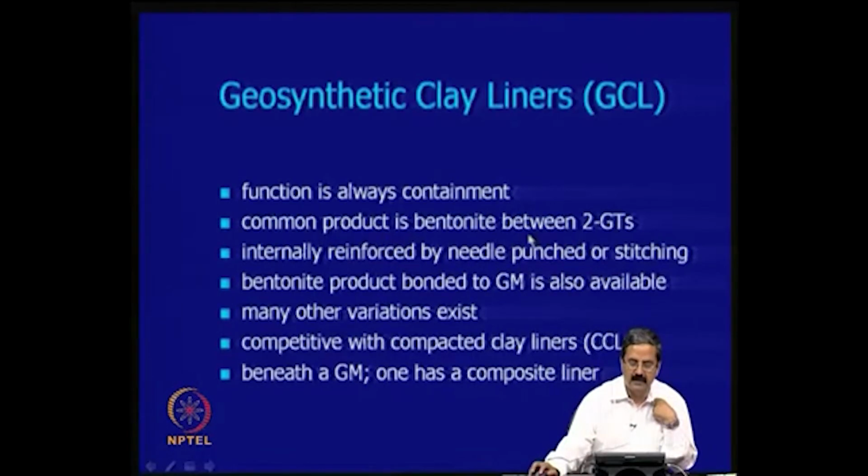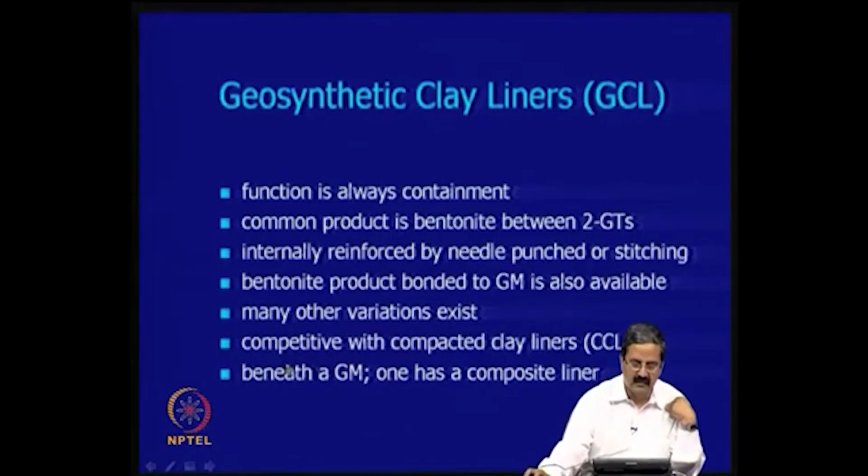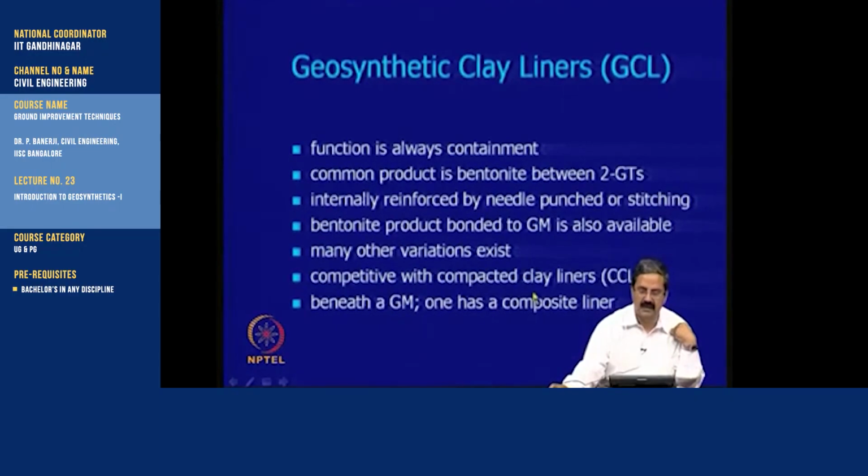The common product is bentonite sandwiched between two geotextiles, internally reinforced by needle punching or stitch bonding. In fact, I will show you some materials where, to maintain the integrity of the textiles and the bentonite, they are stitched together with needle punching or stitch bonding. A bentonite product bonded to a geomembrane is also available. Sometimes instead of the geotextiles, you can have one layer as a geomembrane, then bentonite, and then a geotextile. There are many variations. They are very competitive compared to compacted clay liners.